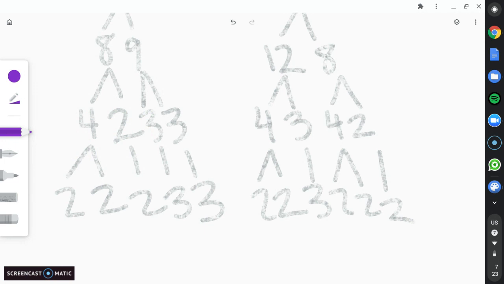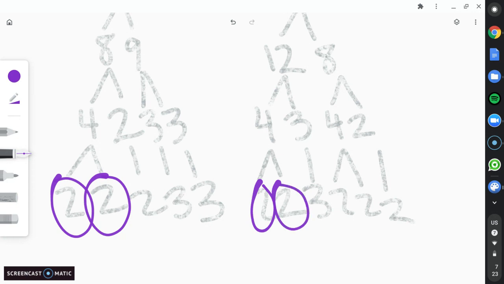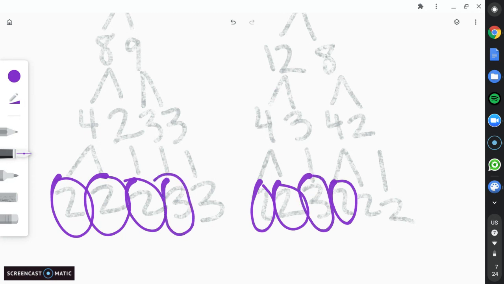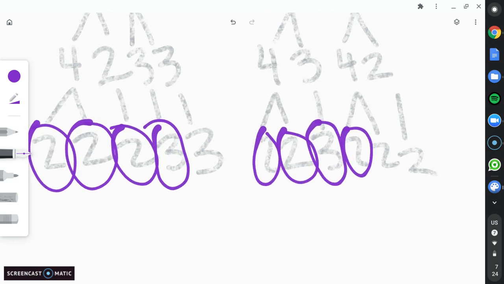I'm going to use purple again just because. Find the pairs and circle them. All right, we got a 2 and a 2. We got a 2 and a 2. We got a 2 and a 2. We got a 3 and a 3. And now let's check and make sure that that is all the pairs that we can make.